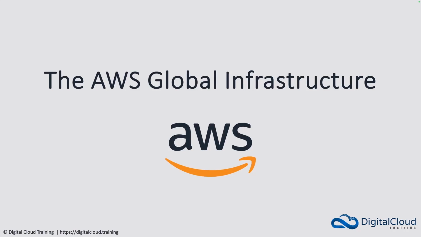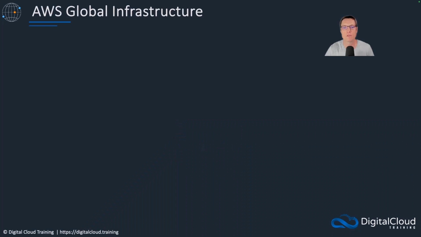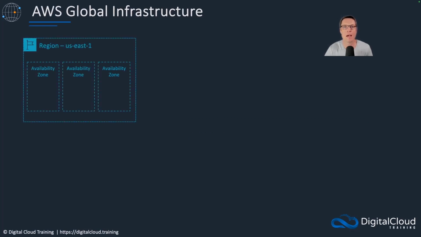Hey guys, welcome back. In this lesson, I'm going to cover the AWS Global Infrastructure. That is the name that AWS assigned to the various infrastructure, including the data centers and the availability zones and other equipment that they have all over the world. So let's have a look at how it's composed.